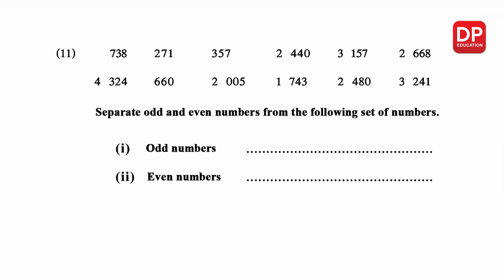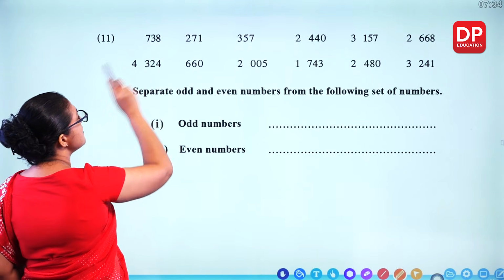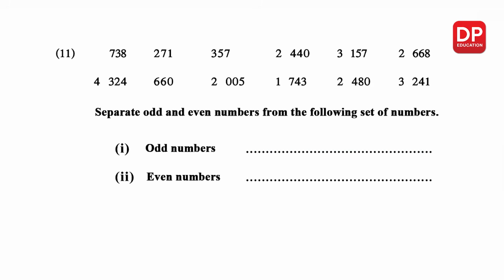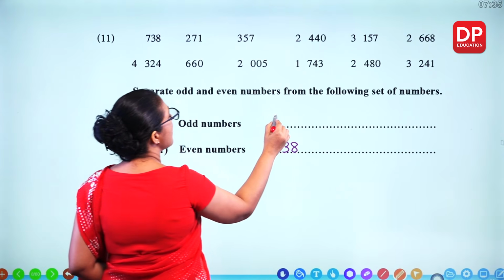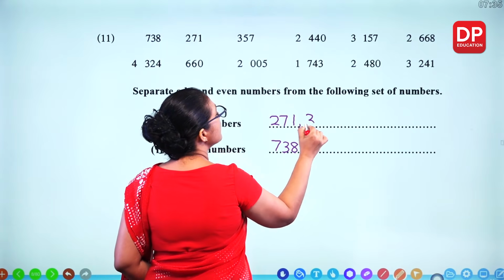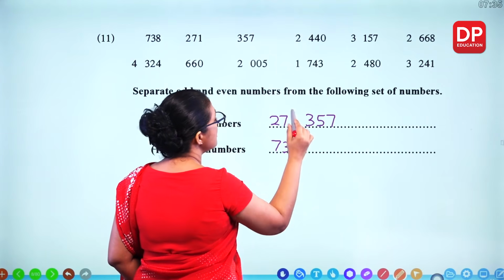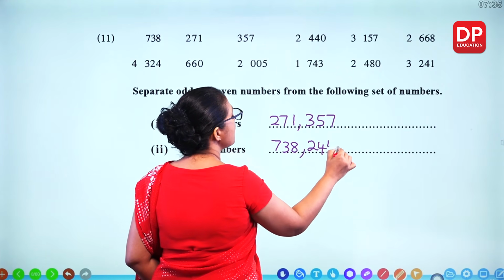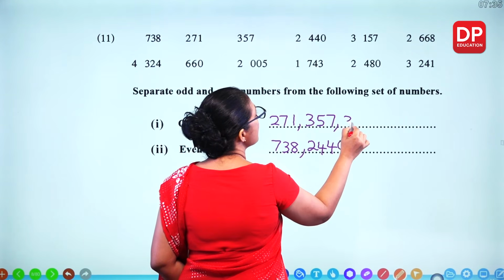Look at these numbers. Separate odd and even numbers from the following set of numbers. We'll start from the first one. Last digit is 8. That's an even number. 738. Second one is 271. Last digit is 1. That's an odd number. 357. Odd number. Last digit is 7. This one is an even number. 2440. 3157. That's an odd number.